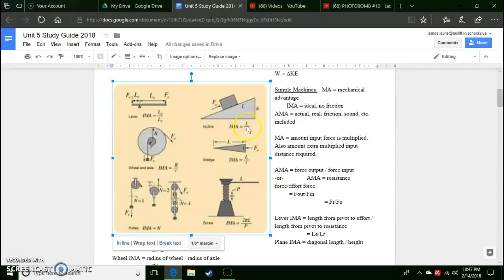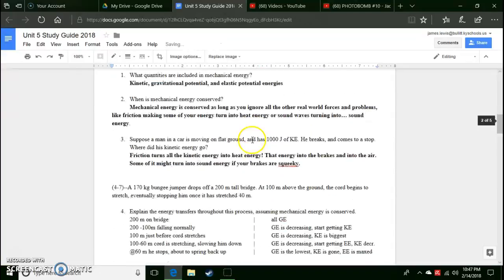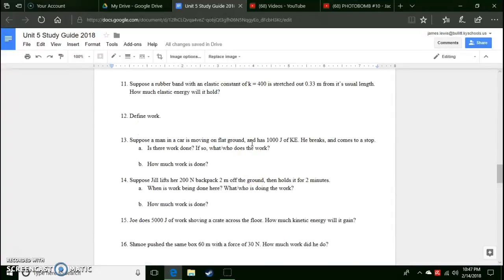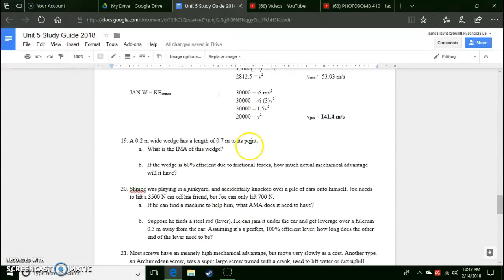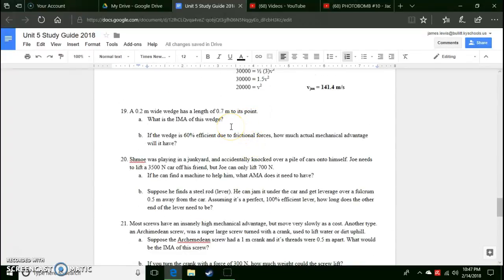Whichever side you push from, that side is the thickness. So let me fix my picture. So, wedge. I'm going to copy my equation. So, back where I was. I'm sorry for scrolling so much. So, what is the IMA of this wedge? Well, the IMA of a wedge is equal to length divided by thickness.